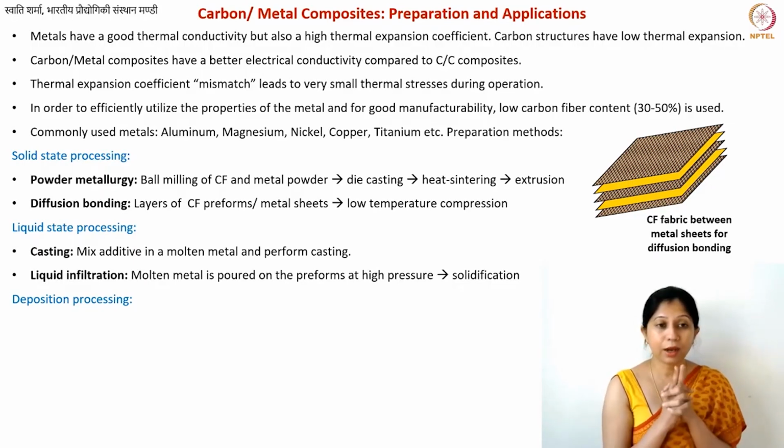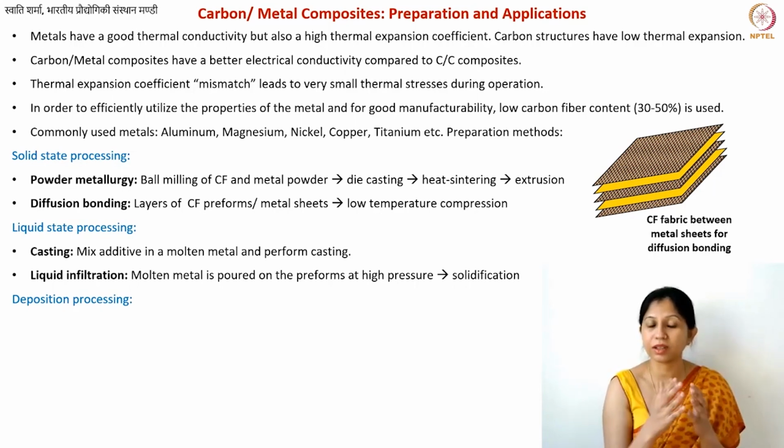What else? Liquid infiltration. So this is something rather similar to the diffusion bonding that we learned, but the only difference is that now your metal is liquid. You're not using the solid sheets or foils of the metal. So what you do is you pour your molten metal on top of the preform and you allow it to diffuse and solidify. Now this can be done at high pressures. Remember that you need to ensure that your metal does not immediately solidify. You may need to control its solidification, and therefore you can play with the pressure parameters a little bit.